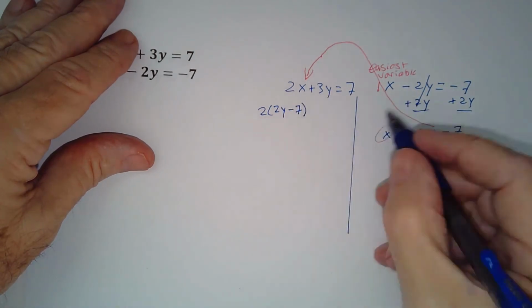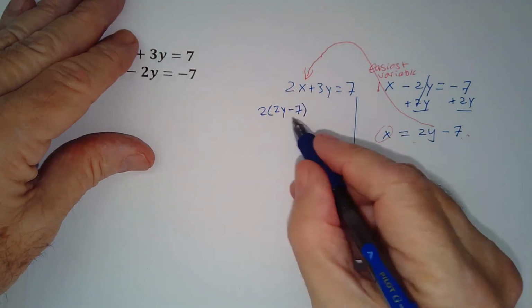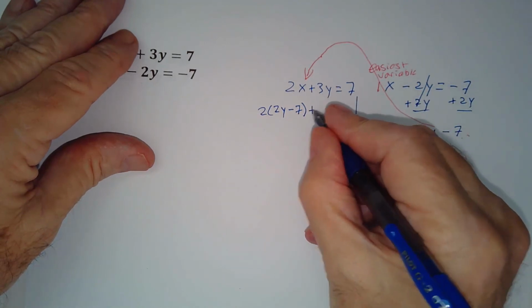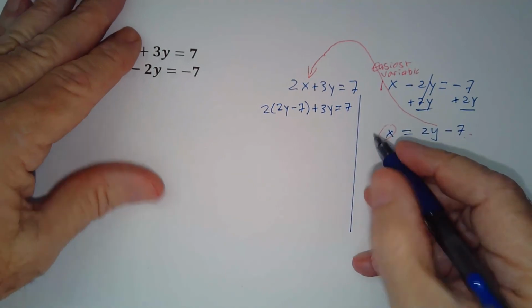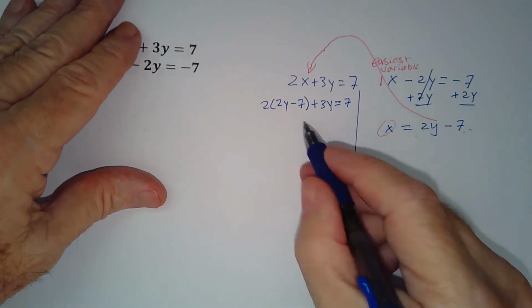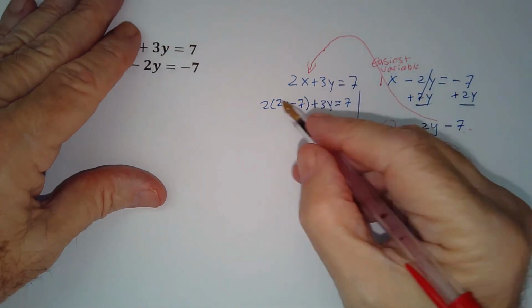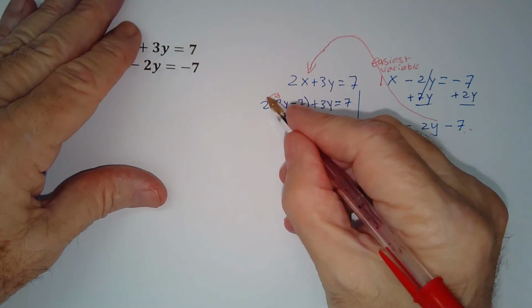And again, notice I'm multiplying it because this is assumed to be 2 times x. So that's 2 times what was x, 2y minus 7 over here, plus 3y. Always get in both sets of terms, equals 7. All right, so we're going to have to use PEMDAS. So we're going to need to distribute or multiply the 2 to the 2y and the 2 to the negative 7.